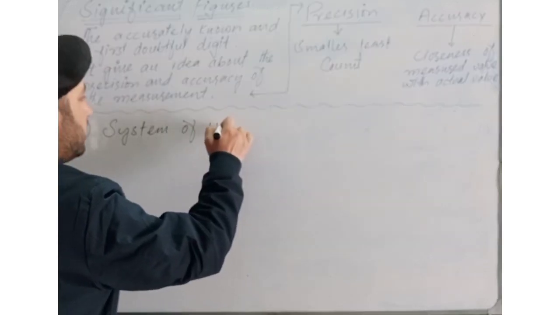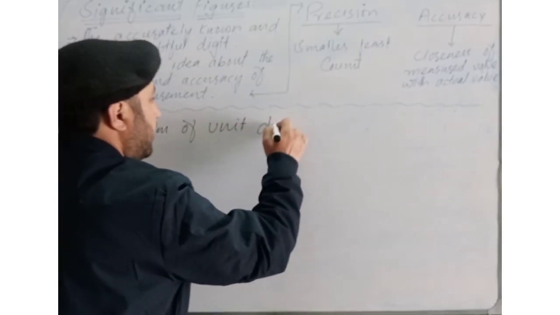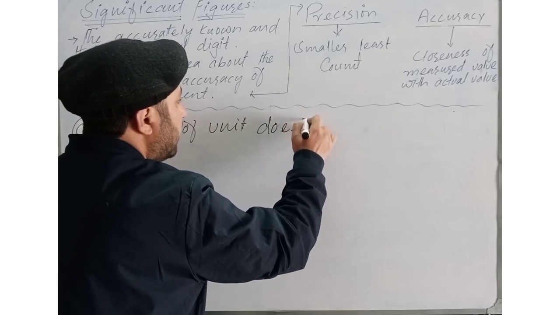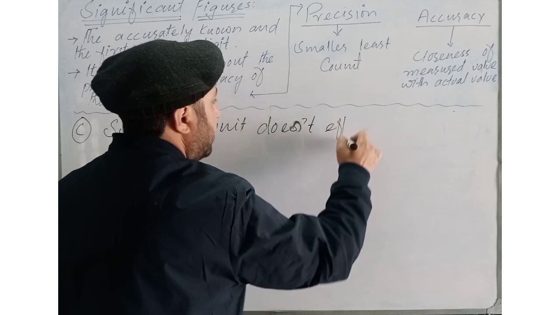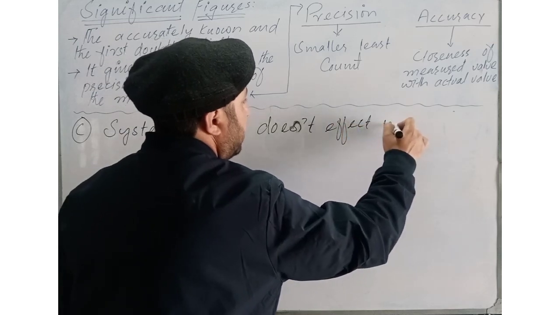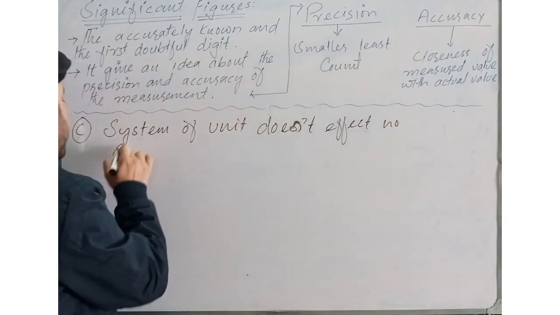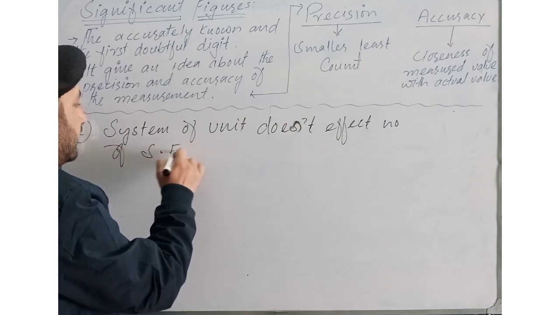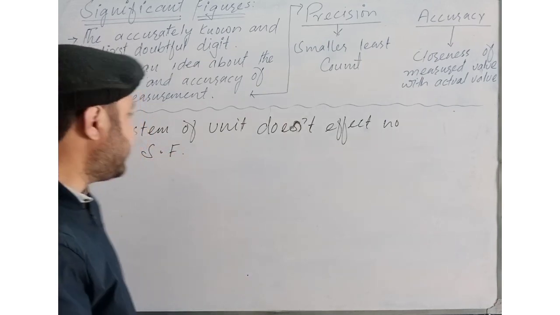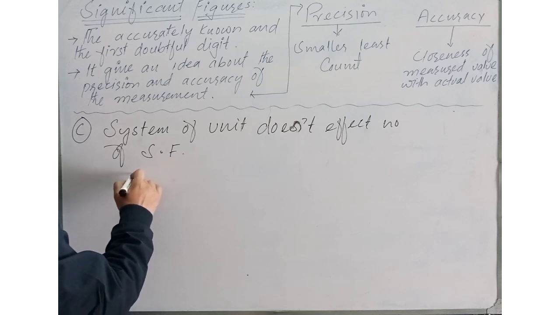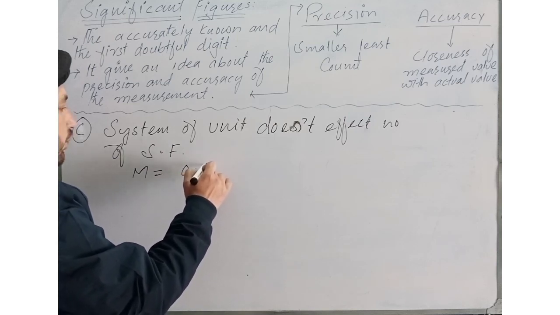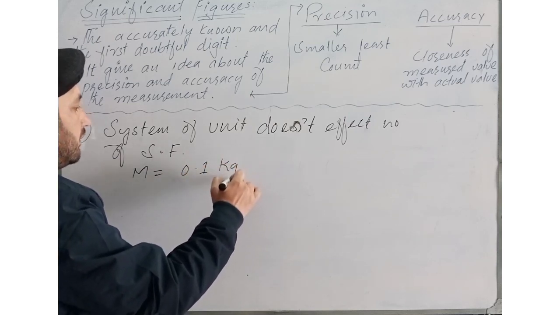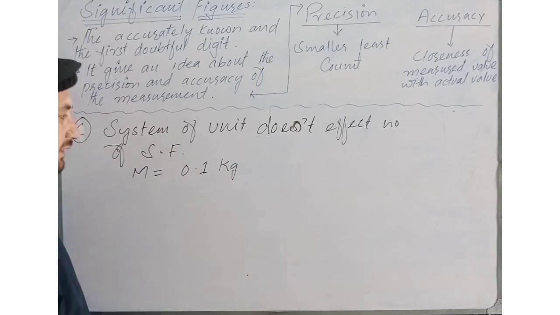System of unit doesn't affect the number of significant figures. Let me give you an example. If we find the mass or the length, let's consider mass to be 0.1 kilogram, it will be having one significant figure.